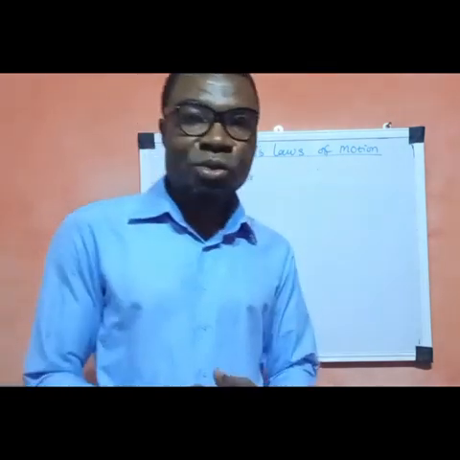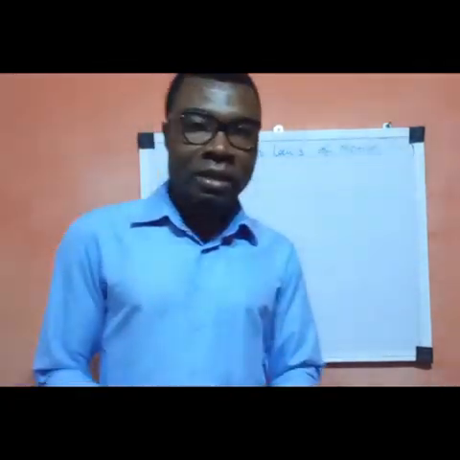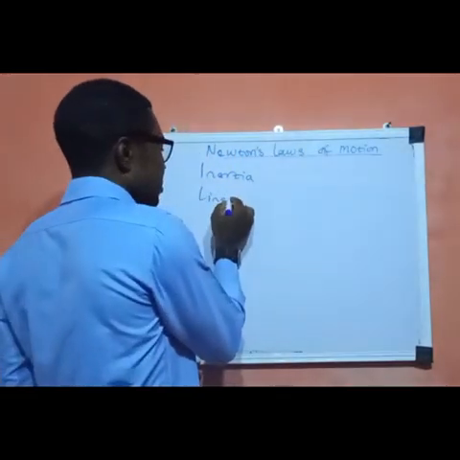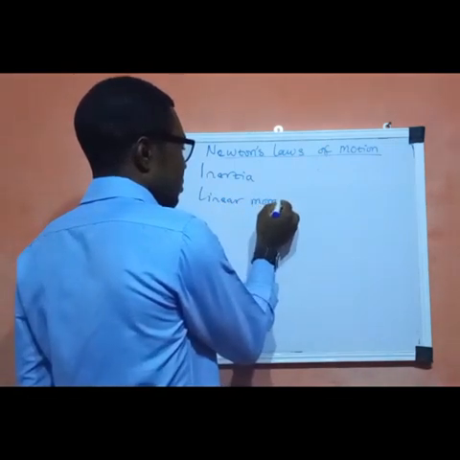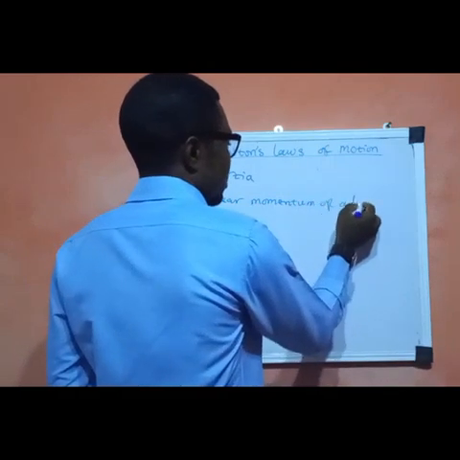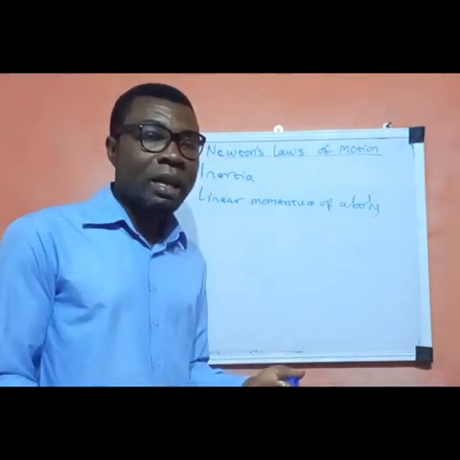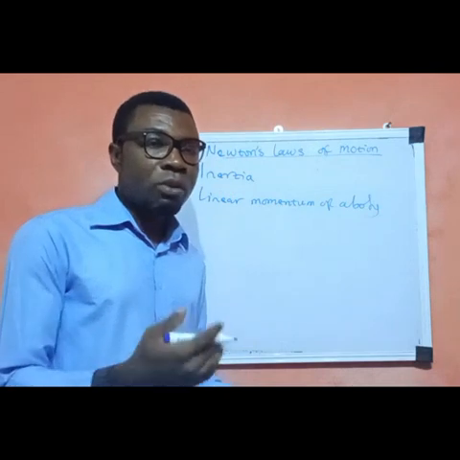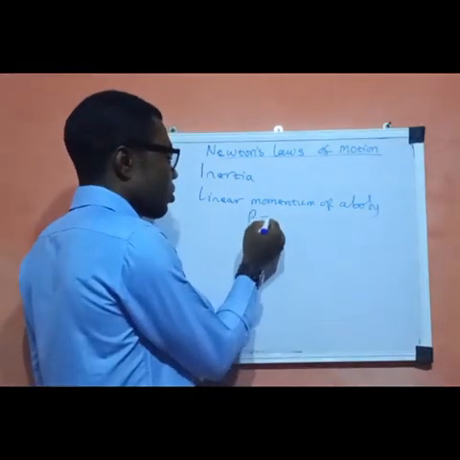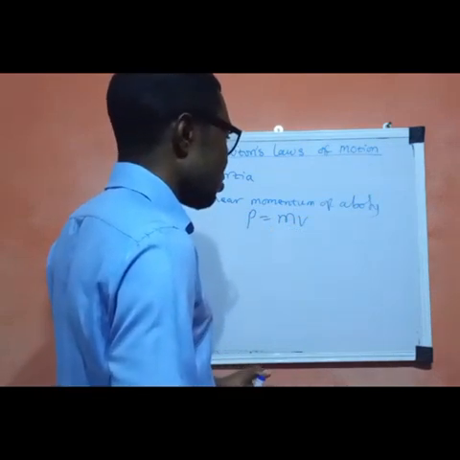Okay, other terms that we need to know as we are discussing Newton's laws of motion are linear momentum of a body. Linear momentum of a body is simply the product of the mass and velocity of that body. Momentum, we can represent it with this, is equal to the product of the mass and the velocity of the body. This is what we will refer to as linear momentum of a body.